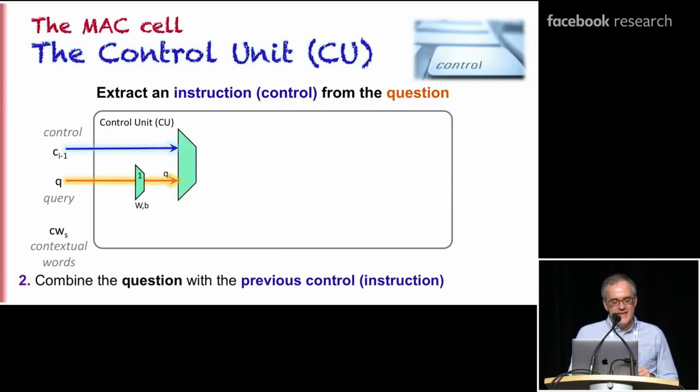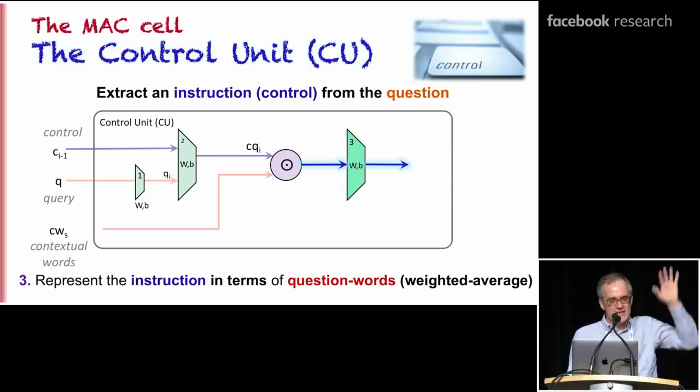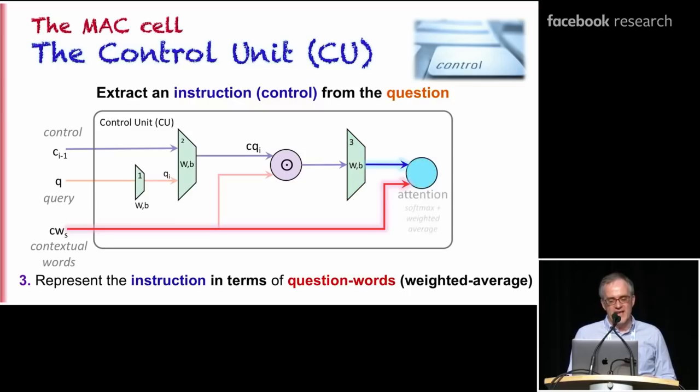Then it combines that with the preceding control instruction. And then at that point, it uses a particular architecture which we thought would be very useful for interpretability and proved to be very successful performance-wise, which is our calculated representation, CQI here, is projected down onto the actual words of the query. And the way that's done is in the standard kind of attention way. So we put an attention distribution over the words of the query, and then we calculate a weighted average of those words.